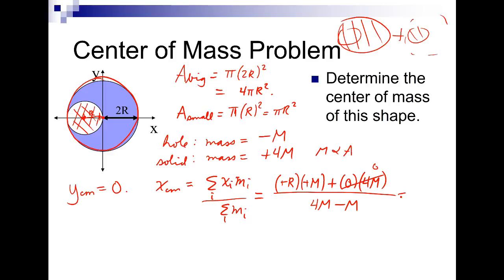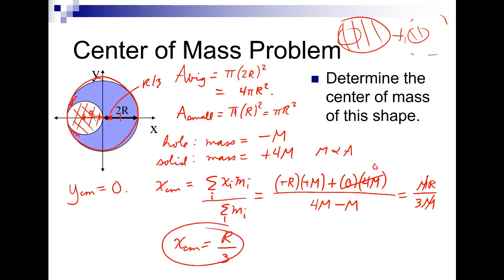And that's going to go away. You're going to get mr over 3m, or in other words, you're going to get that this has an x center of mass of r over 3. And so if that's 1r, it's going to be about right there. So the effect of the hole means that the center of mass shifts to the right because there's not any stuff in the hole. But it's not a very big hole, so you still have a lot of stuff that's far away, so the net effect is it goes to r over 3.